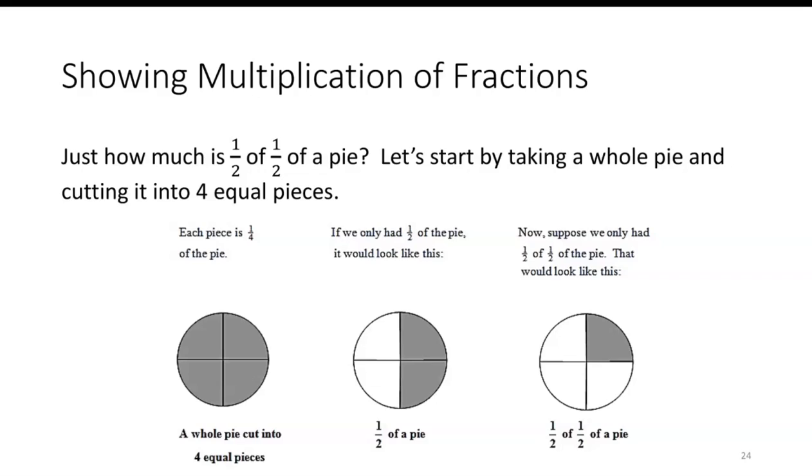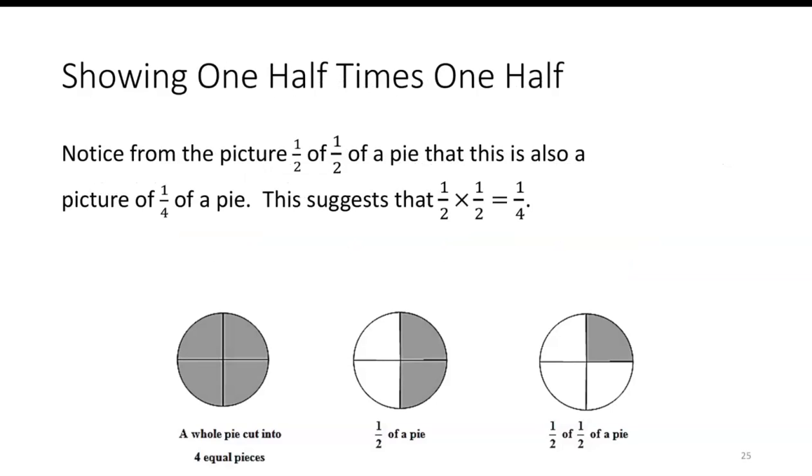And now suppose we want to have 1/2 of 1/2 of the pie. So of those 2 pieces, I shade only 1 of them. And that means I end up with 1 of the 4 pieces shaded. So notice from the picture that 1/2 of 1/2 of a pie is also a picture of 1/4 of a pie. This suggests that 1/2 times 1/2 is 1/4.